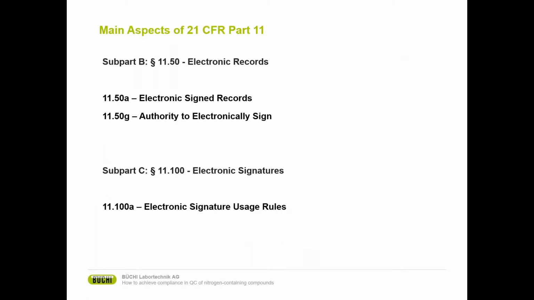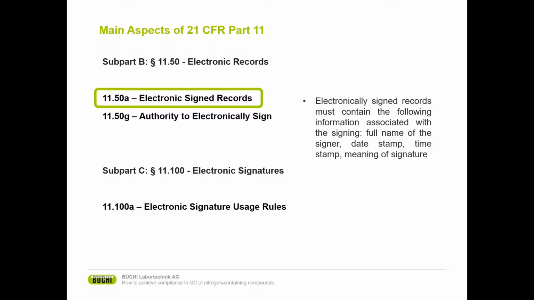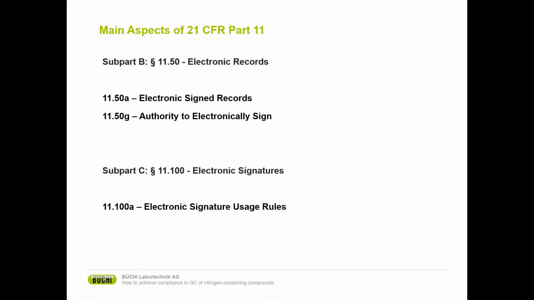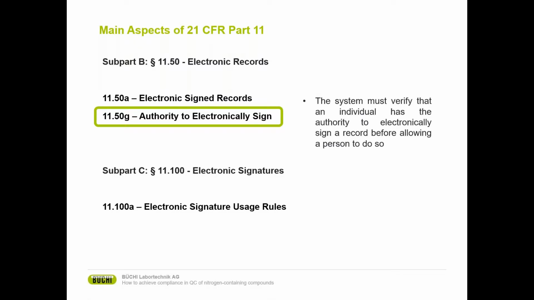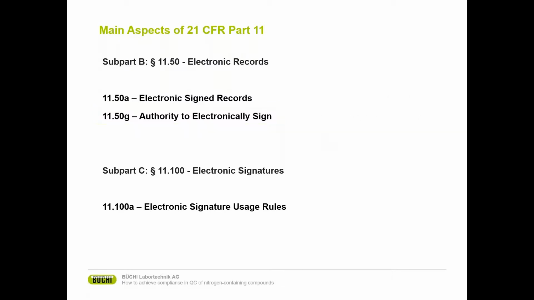So let's have a look at some more main aspects. It's about electronic records and electronic signatures. So electronically signed records must contain the following information associated with the signing: the full name of the signer, the date stamp, timestamp, and the meaning of the signature. 1150G is about the authority to electronically sign. So the system must verify that an individual has the authority to electronically sign a record before allowing a person to do so.